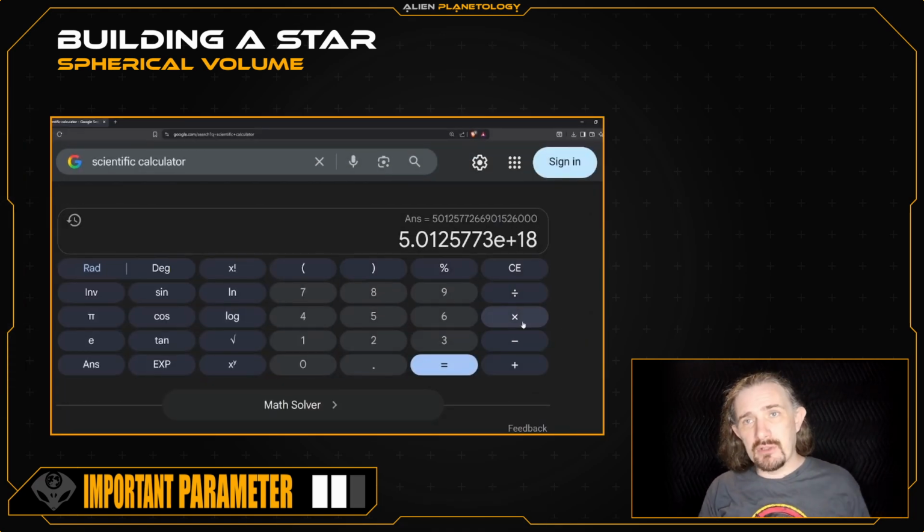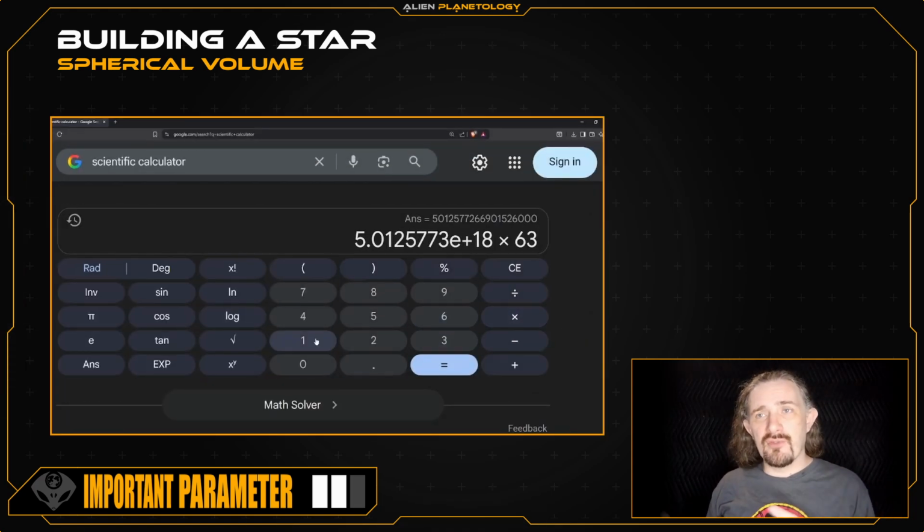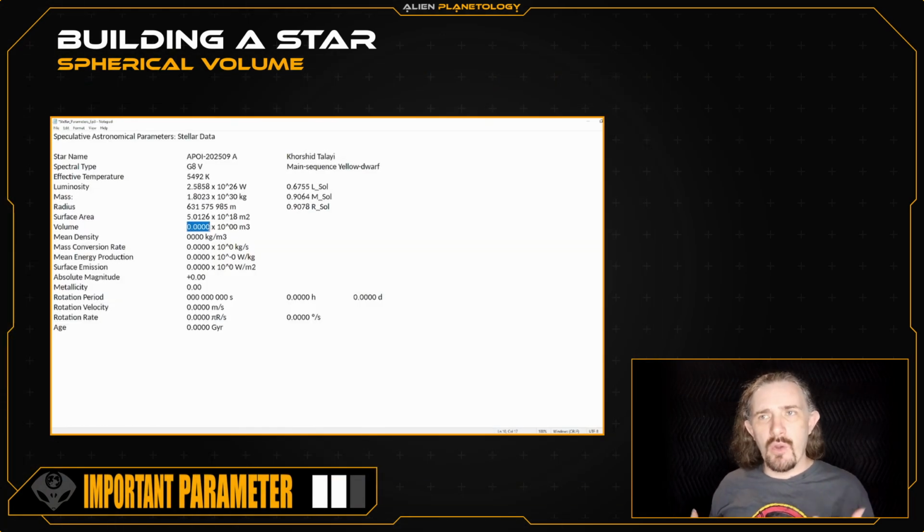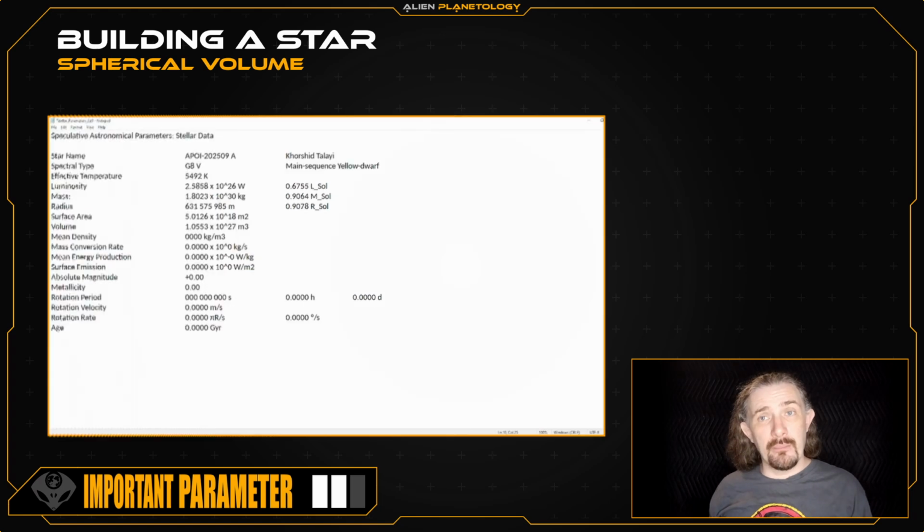So I'm going to click multiply, then enter my star's radius, and divide by 3. This will give me my star's spherical volume, and I can record it on my SAP sheet as 1.0553 times 10 to the 27 cubic meters.